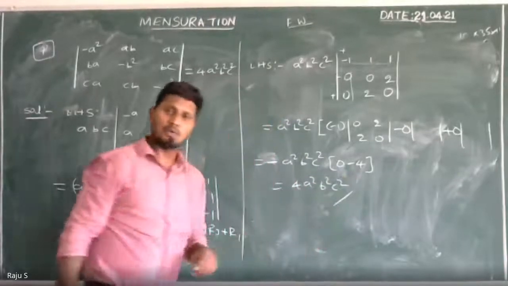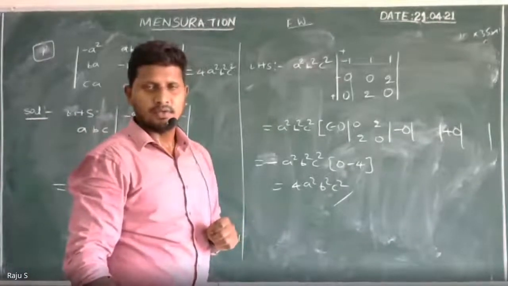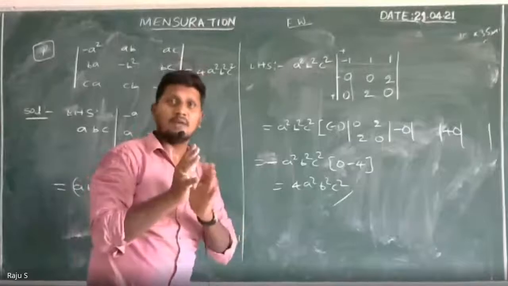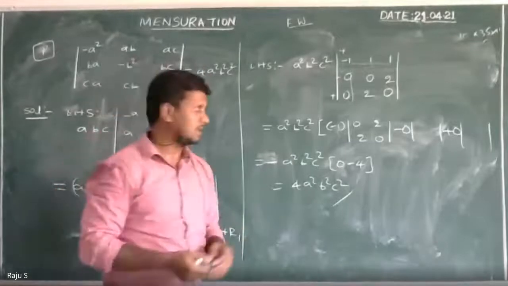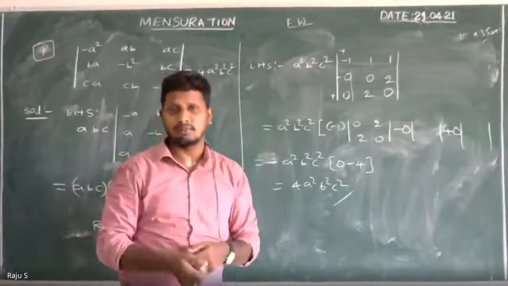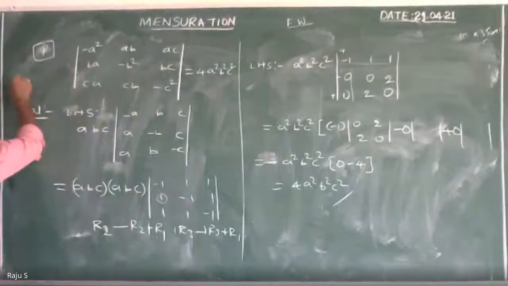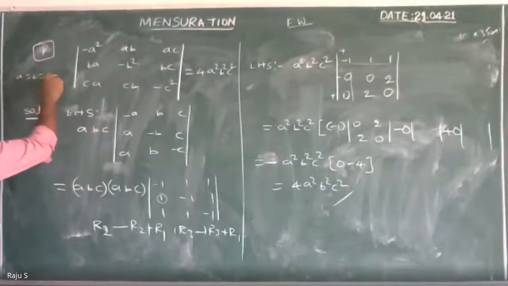Is it clear? So you should write each and every step in NCERT. But if the same question is given at board level like an OBT, what to do? Is there any shortcut method? Yes, the shortcut method is there. Simply you can take a equal to b equal to c equal to 1.